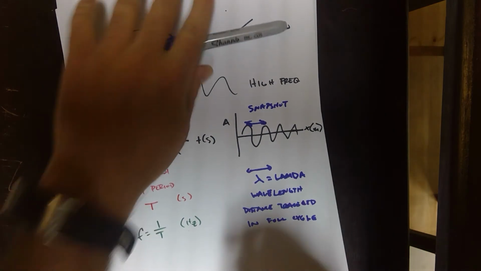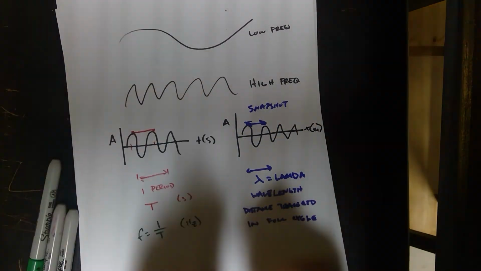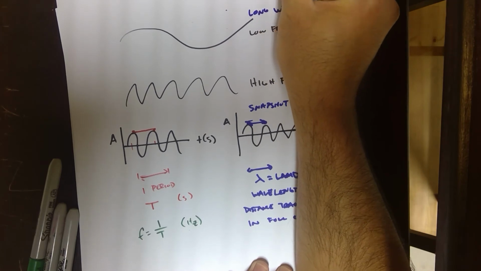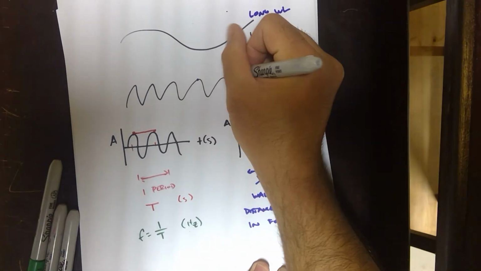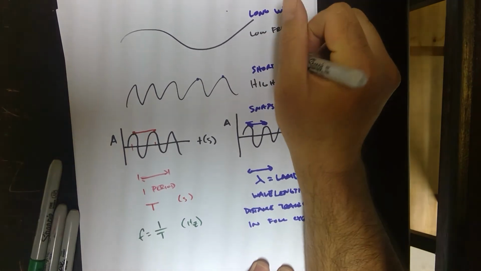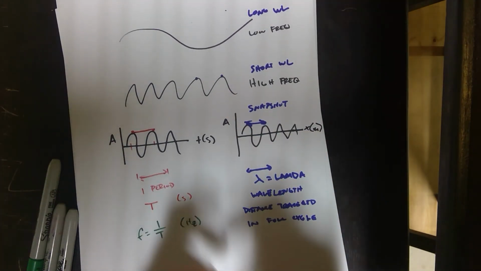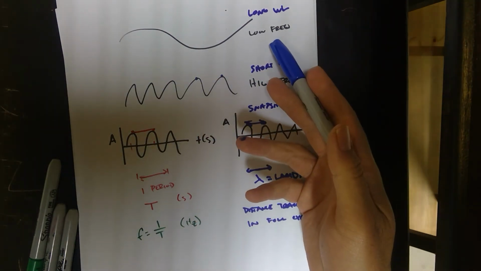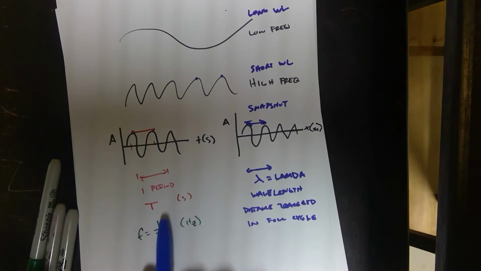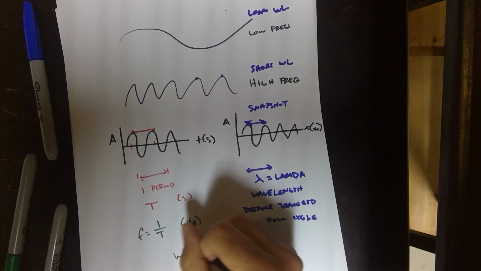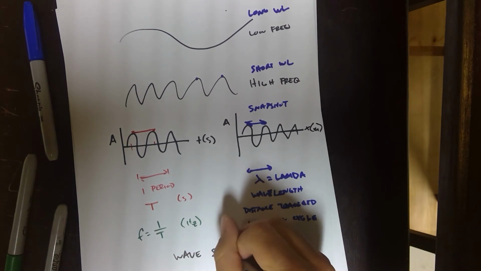These two things are always related to each other, because if you look here, this thing has a long wavelength, whereas this thing, relatively speaking, has a short wavelength. So you're going to see that frequency and wavelength kind of play off each other. If you have a high frequency, you're going to have a short wavelength, relatively speaking. If you have a low frequency, you're going to have a long wavelength. And then the relationship actually gives you wave speed. How fast is the wave traveling?